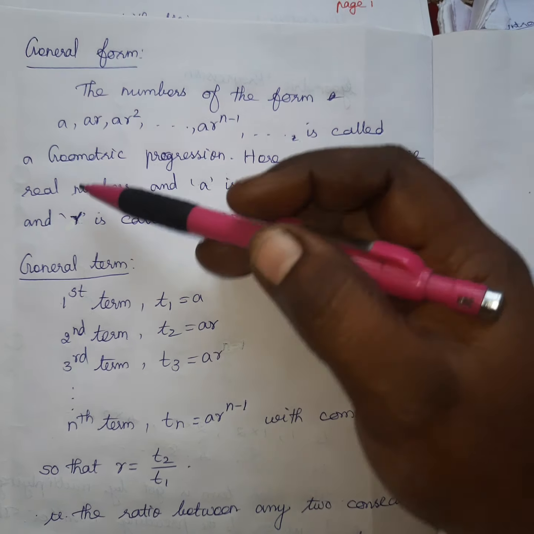Since there we are adding the difference d, but here we are multiplying the ratio r. So the sequence form is a, then a r, then a r power 2. You see the power: the third term power is 2, the second term power is 1. What about the first term power? r power 0, and r power 0 value is only 1. So a into 1 is a. So the power is one less.